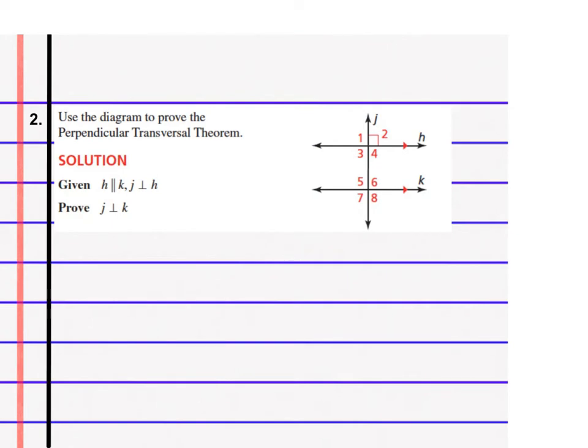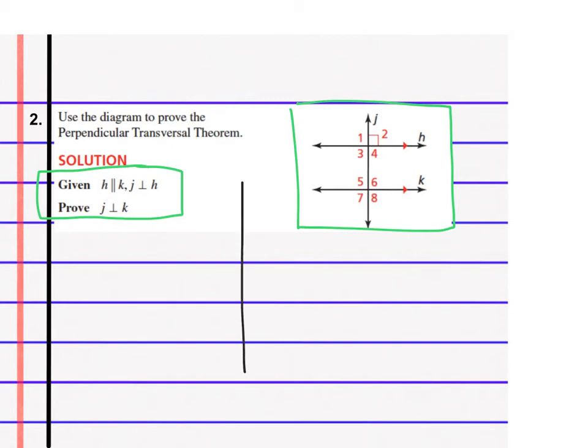All right. Example 2. Use the diagram to prove the perpendicular transversal theorem. I do want you to write the problem. Given H is parallel to K, J is perpendicular to H, prove that J is perpendicular to K. And then draw your diagram as well. Then I'm going to be doing a 2-column proof. So I'm going to go ahead and set that up. I'm going to use S for statements, R for reasons.